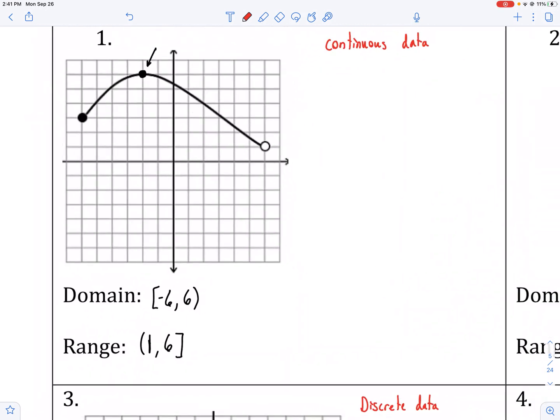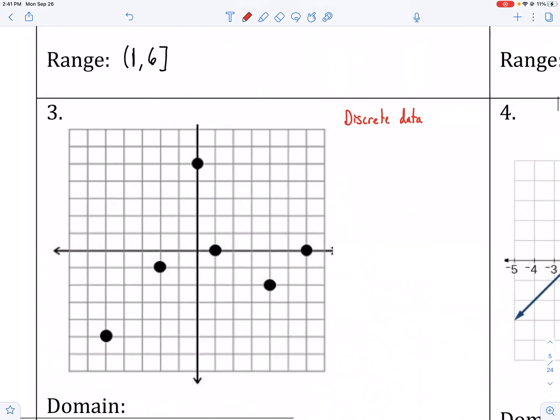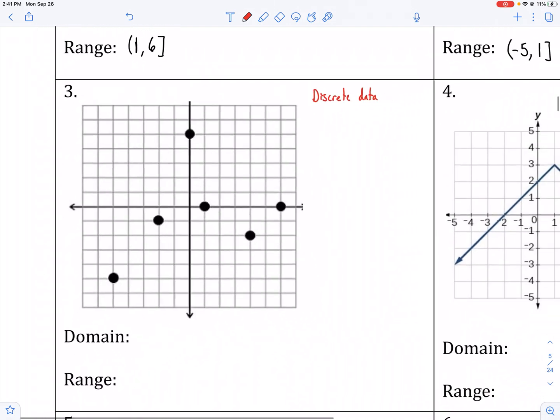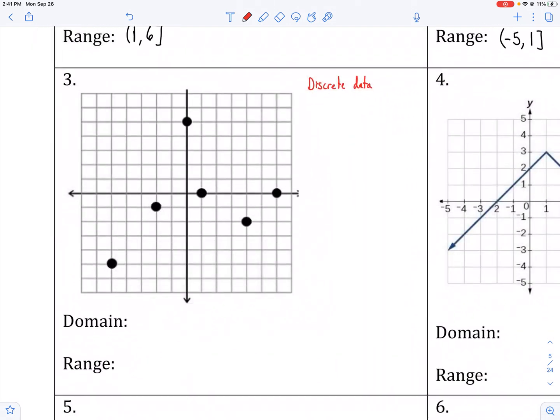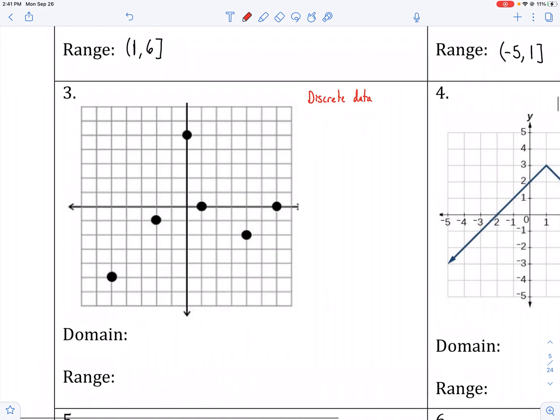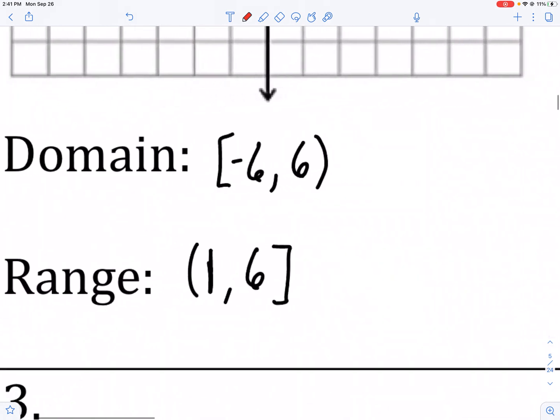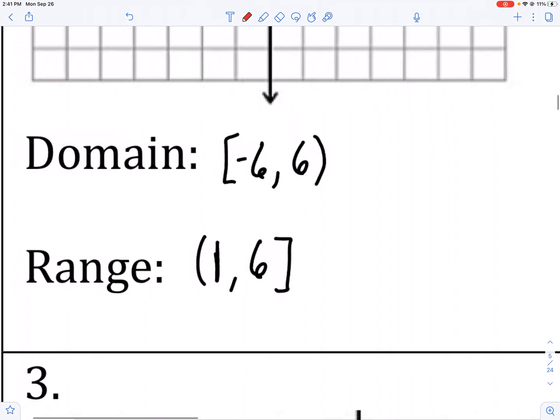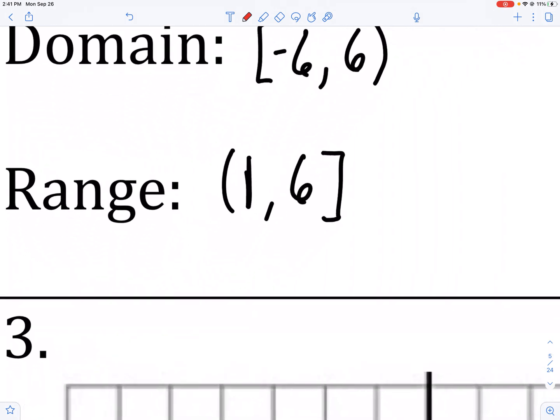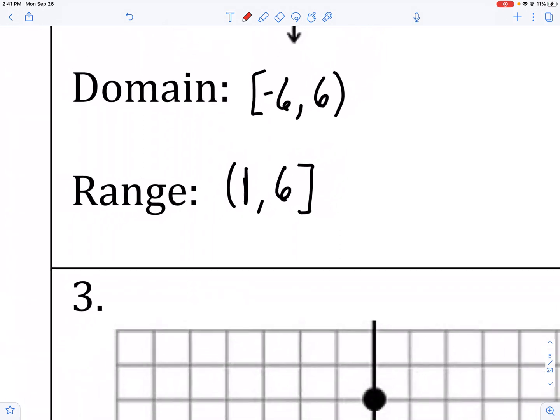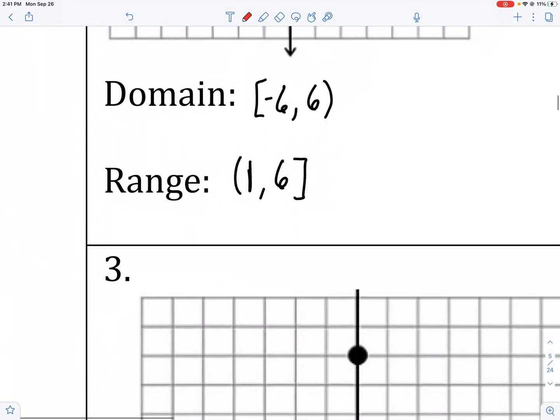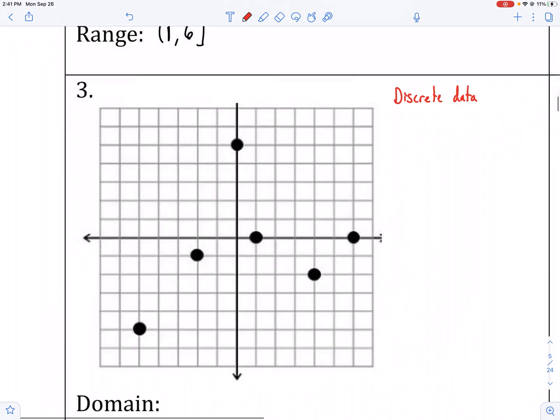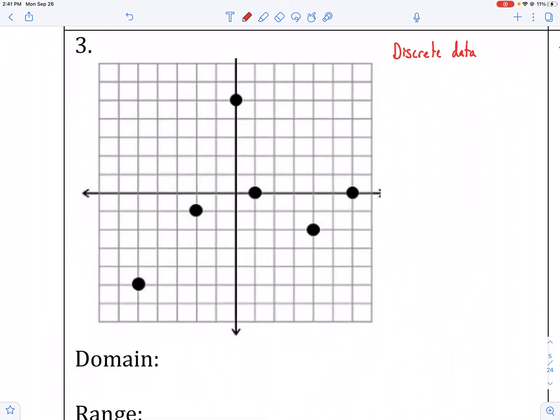In number 1, we use interval notation if it's continuous data, and we use something called roster notation if it's discrete data. Because technically, if we're writing with interval notation, we're saying it's every single value in between these, the infinite number of values that are in between -6 and 6, and in between 1 and 6. There's an infinite number of numbers in between those. But for discrete data, we don't want to include all the numbers between these. We want to include just the specific x and y values.